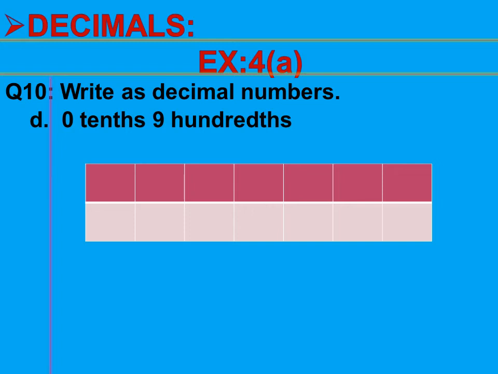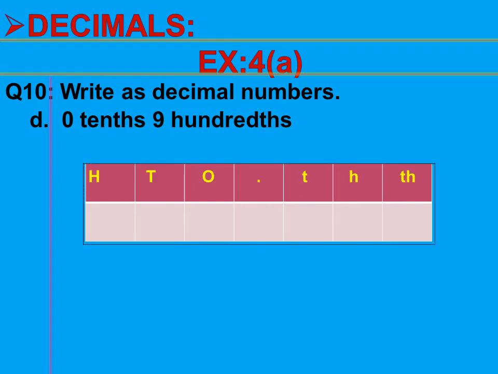Now part D. Dear students, in part D we have 0 tenths, 9 hundredths. Again we will make the place value chart like this. Okay. We will write the point in the column of point. Then we will write 0 in the column of tenths, 9 in the column of hundredths and 0 in the column of ones. And at the end we will write our decimal number as 0.09.